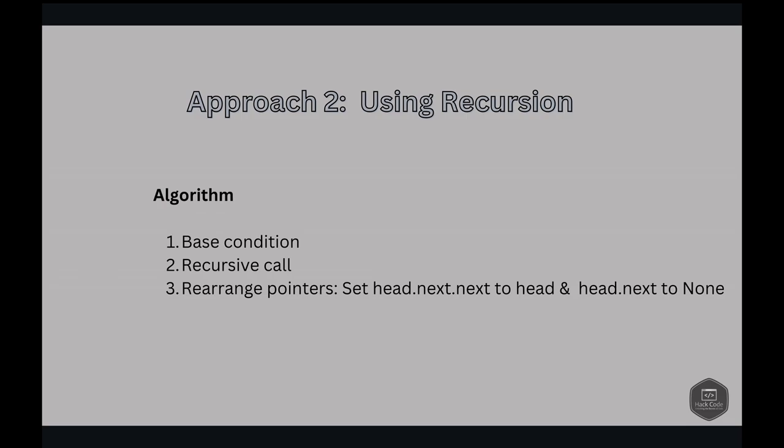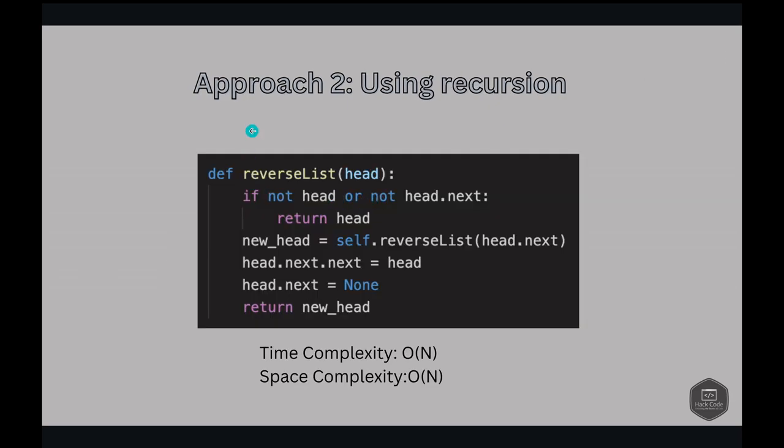And the third step we have is rearranging the pointers. So we set head.next.next to head. We set head.next to none to break the original link. This is to avoid the loop. So don't worry if you didn't get this, I'll show you a dry run and live demo also. So let's look into the code.